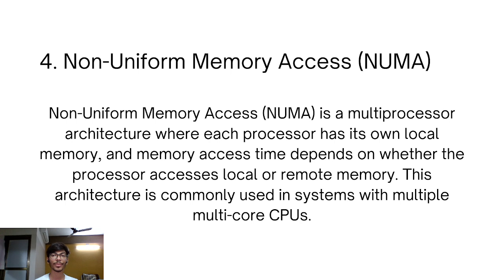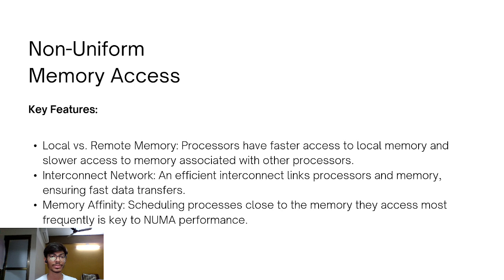Fourth is non-uniform memory access, NUMA. NUMA is a multiprocessor architecture where each processor has its own local memory, and access time depends on whether the processor accesses local or remote memory. This architecture is commonly used in systems with multiple-core processor CPUs. Key feature of NUMA: local versus remote memory processor.